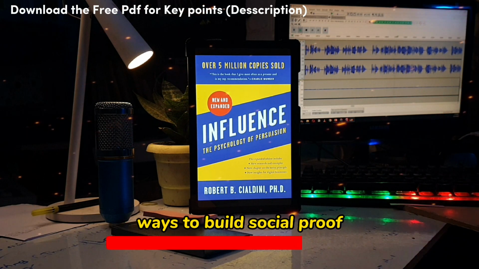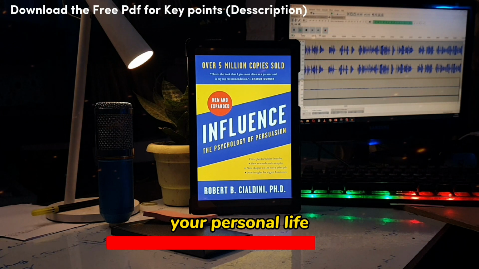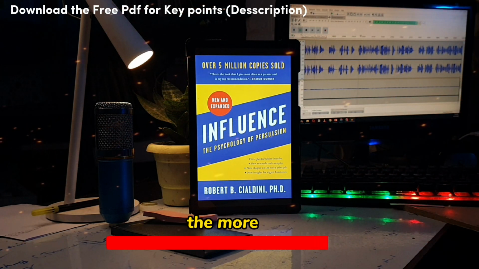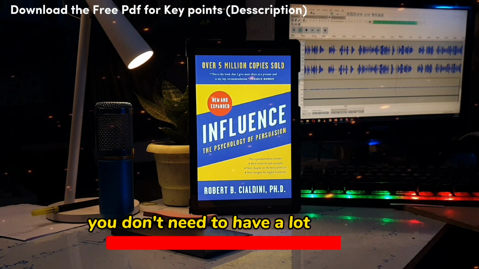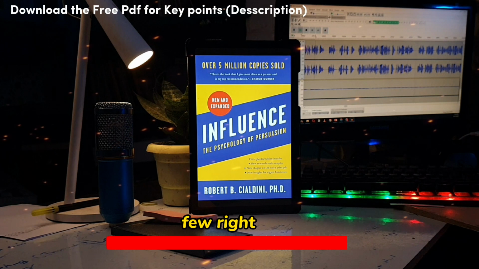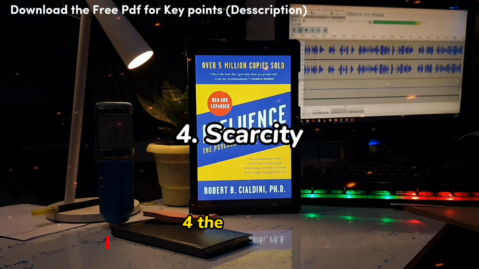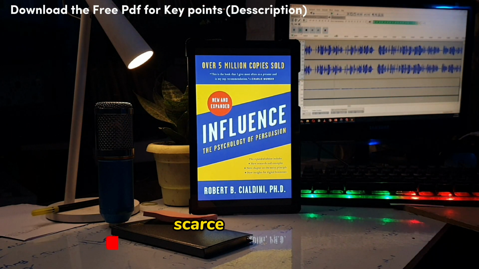to build social proof. When it comes to applying the principle of social proof in your personal life, keep in mind that as more and more people endorse you, the more you can build authority and trust among people. You don't need to have a lot of friends, you just need a few right ones. Be socially selective. Cheat code number 4. The principle of scarcity. Making people compete for scarce resources.